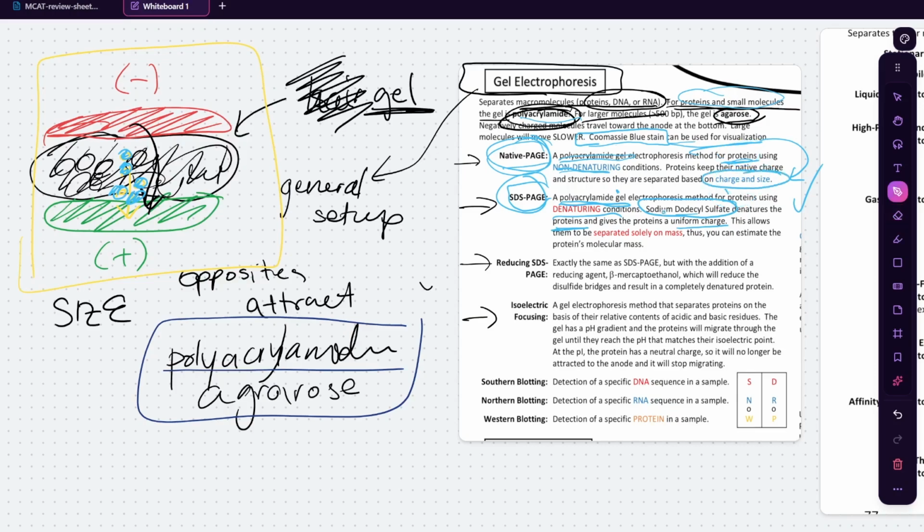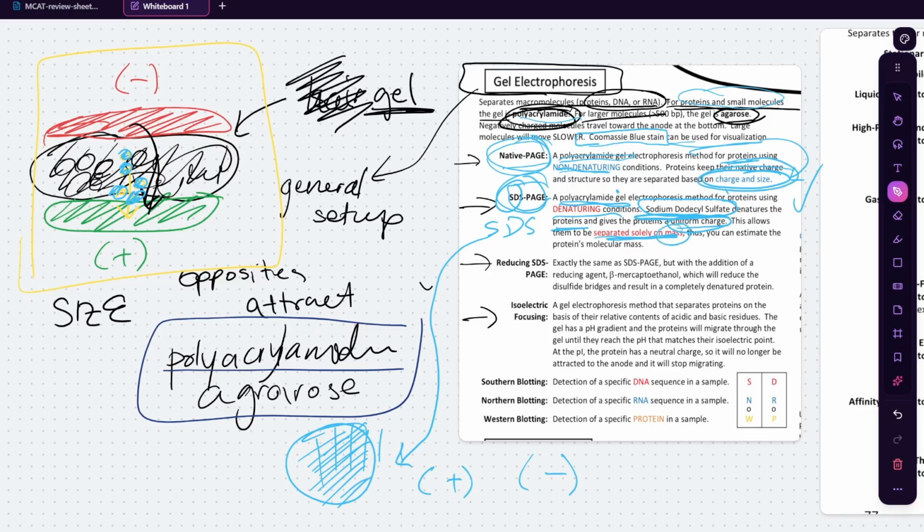But what's happening in SDS-PAGE, as SDS denatures, is you put SDS, the sodium dodecyl sulfate, onto all the protein particles, and all of them become the same charge. So all of them will become, let's say, positive, or all of them will become, let's say, negative. What it's trying to do is give it a uniform charge, and this allows them to be separated solely on mass rather than mass and charge. So that's the difference. Thus, you can estimate the protein's molecular mass only, so the size only, because we already controlled for the charge with SDS. So that's the SDS-PAGE.